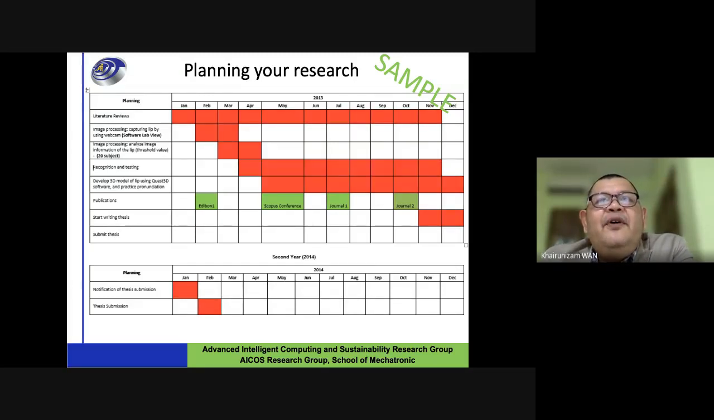All plans to conduct your research are tabulated in this table or Gantt chart. So you must have a plan. So remember, first do the analysis, second do the hypothesis, and third is planning. Plan when to do, when to finish, what to do. Okay?